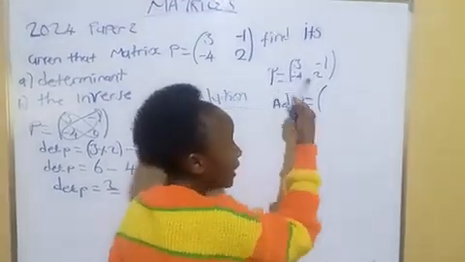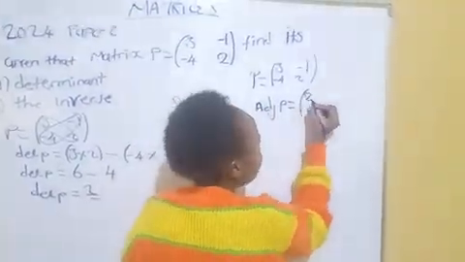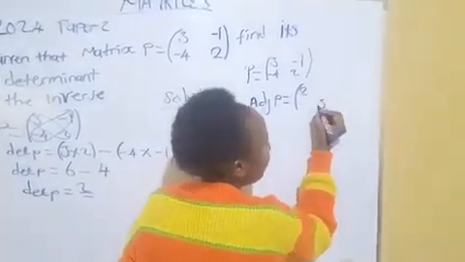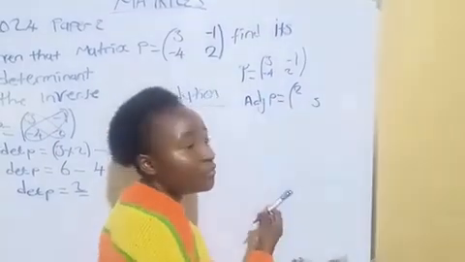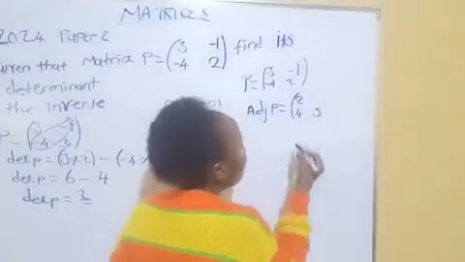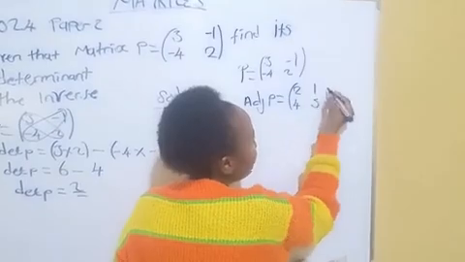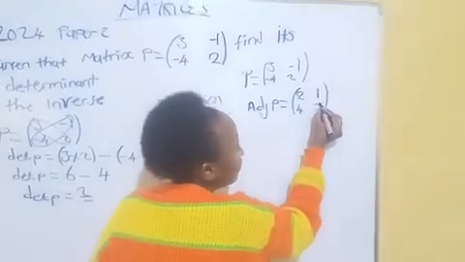So we are going to indicate adjoint P is equal to 1. Now we're going to apply the changing. The 2 is going to come on top, and the 3 is going to go downward. Then here we're having -4, meaning it's going to change to +4, and -1 is going to change to +1. You close brackets. Clear on that one?